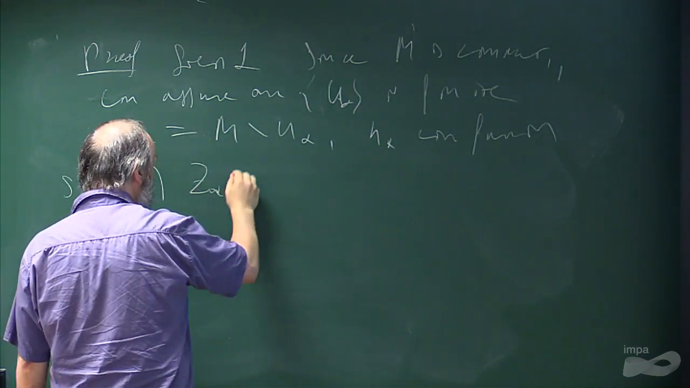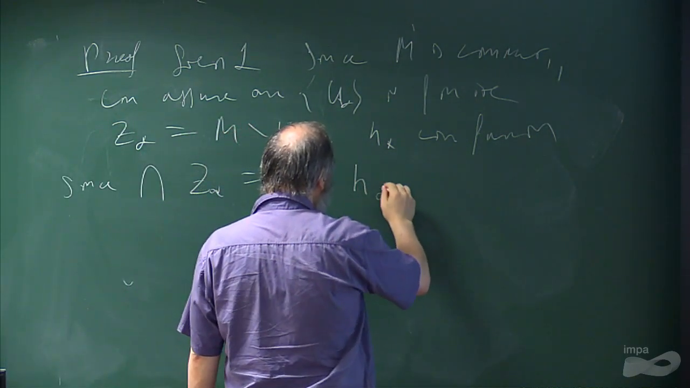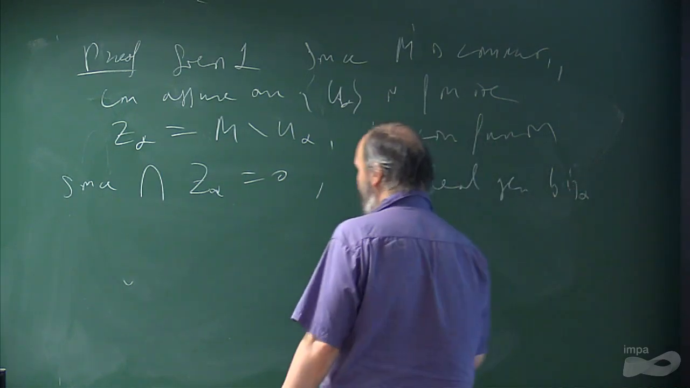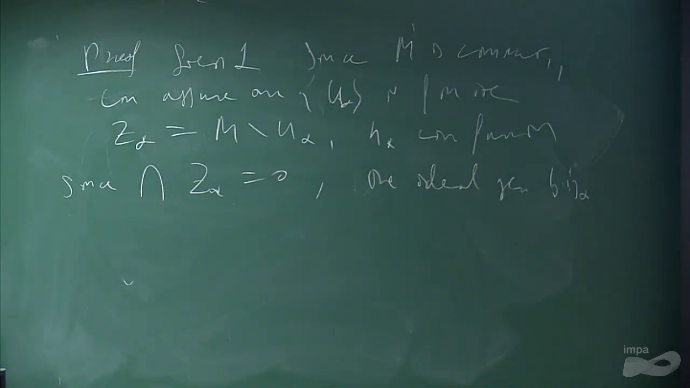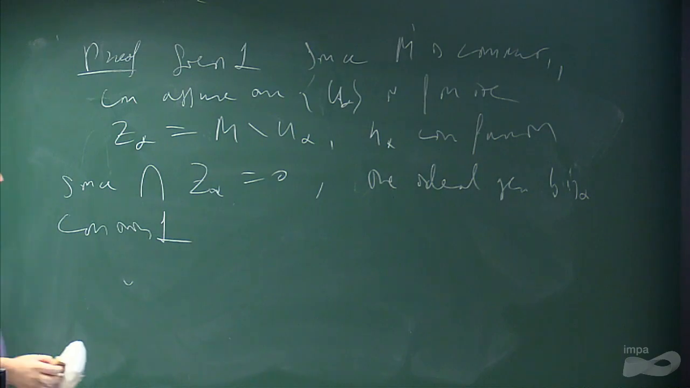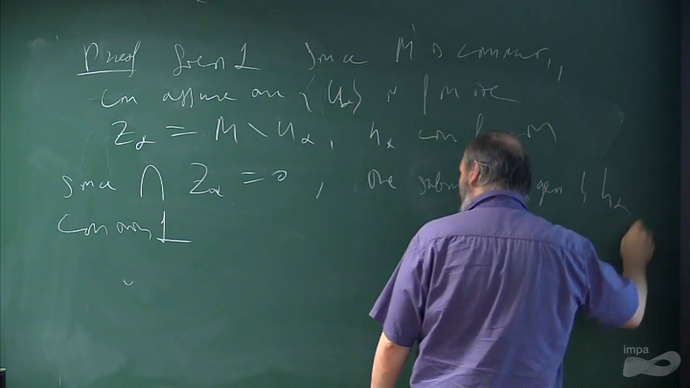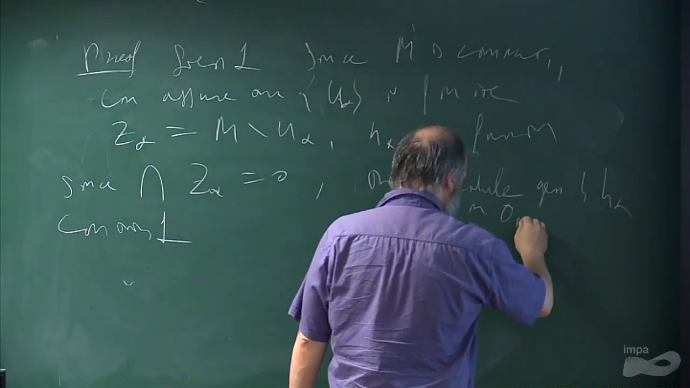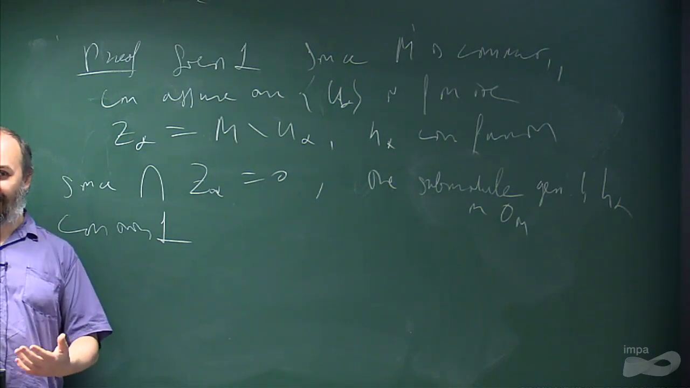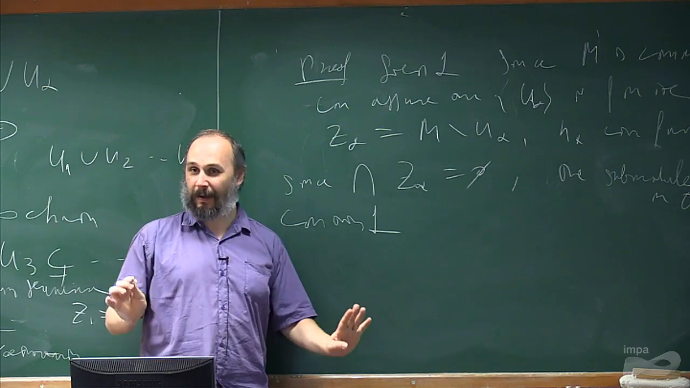Since the intersection of all Z alpha is 0, this is because the union of all U alpha is M. H alpha, the ideal generated by H alpha, contains 1. I mean, it's not an ideal, the submodel generated by H alpha contains 1 in O(M). If it doesn't contain 1, it's a proper ideal, but then it has common zeros. And if it has common zeros, this means that this intersection is non-empty. Right? Am I clear? Completely?